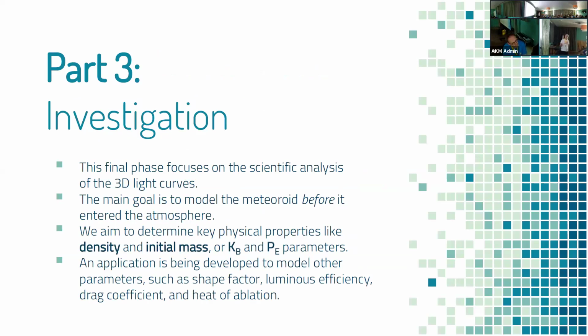The final phase focuses on the scientific analysis of the 3D light curves. The main goal is to model the meteoroid before it entered the atmosphere. We aim to determine key physical properties like density, initial mass, and KB and PE parameters. An application is being developed to model other parameters such as shape factor, luminosity efficiency, drag coefficient, and heat of ablation.